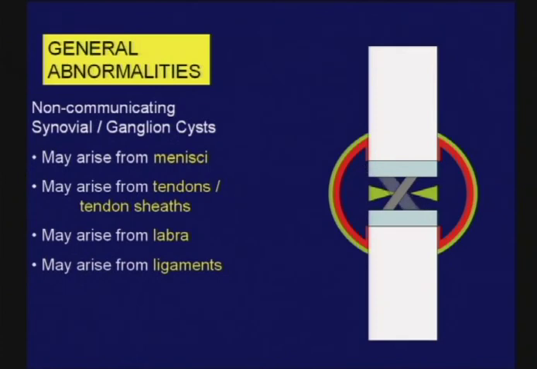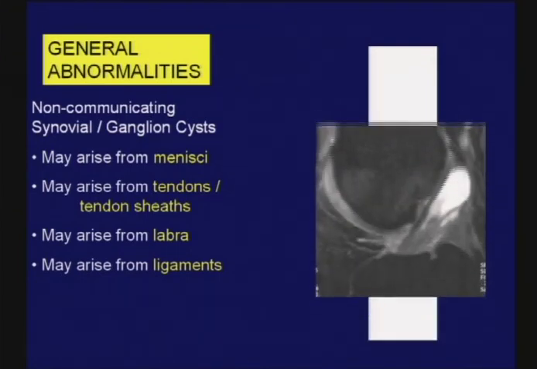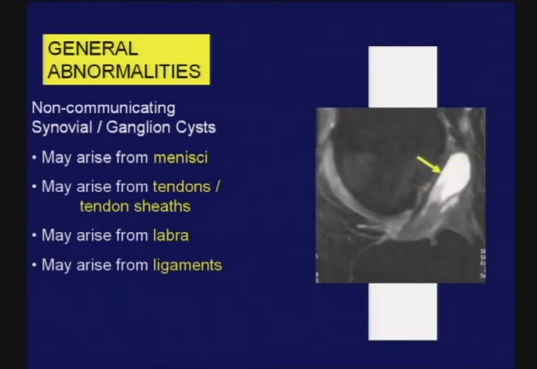These cysts may arise from ligaments. Best documented perhaps in the cruciate ligaments, we call these ganglion cysts. We've seen a number of these. Here's an example of one. The main differential diagnosis is cystic degeneration of the cruciate ligament, and we'll be addressing that elsewhere in this course.